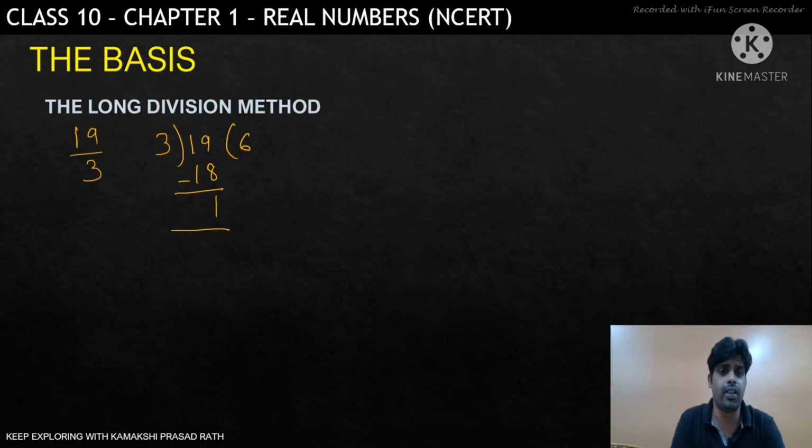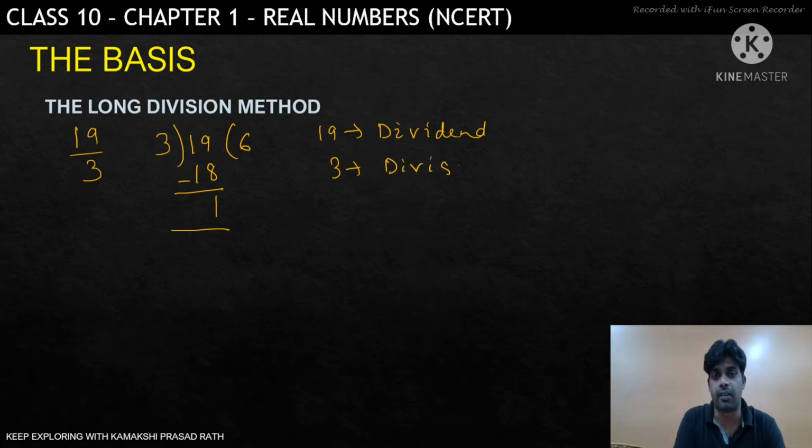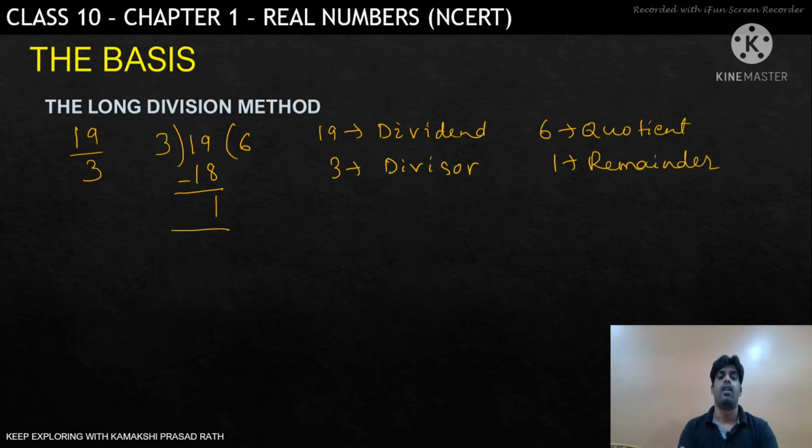Here, 19 is called the dividend, and 3 is the divisor, because we are dividing by it. 19 is the dividend, which is being divided. By what we are dividing, that is the divisor. And 6 is our quotient, and 1 is the remainder, which is what is left out.